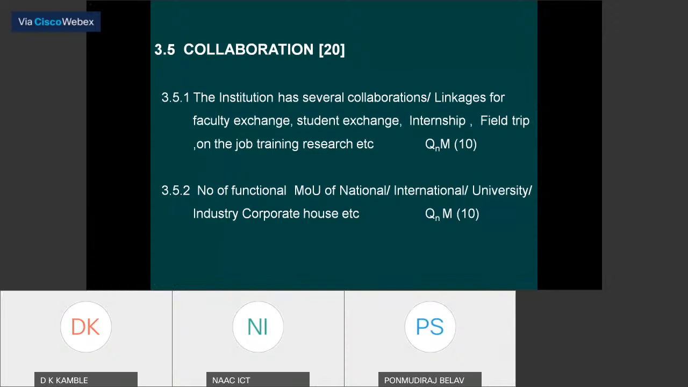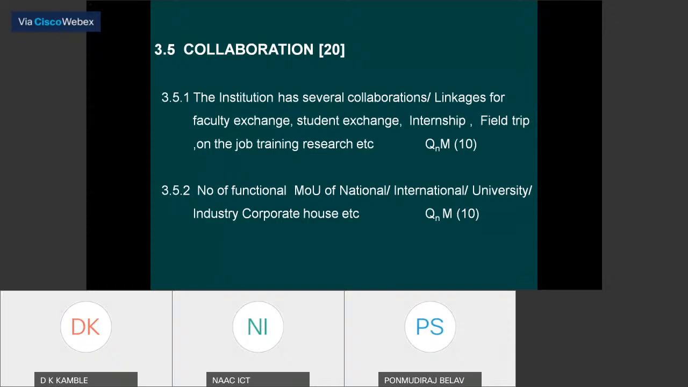having collaboration or linkages with other organizations or other institutions, whether it may be faculty exchange, student exchange, internship or field trip, whatever, that document should be in the name of collaboration or linkages between your institution and the linked institution or organization. Those two parties' names and details, next to that the agreement details, and at the last the two parties' seal and signature are required. But that agreement document should be in the name of collaboration or linkages.